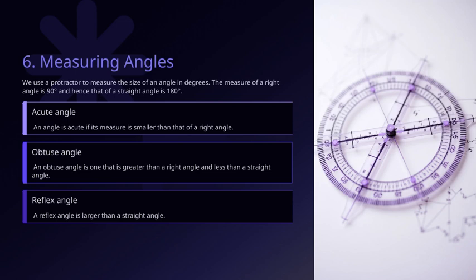These are larger than a right angle but less than a straight angle. So they measure somewhere between 90 and 180 degrees. They appear more open or wider.